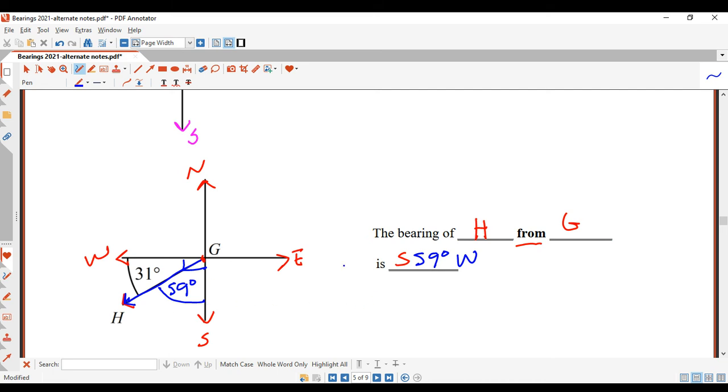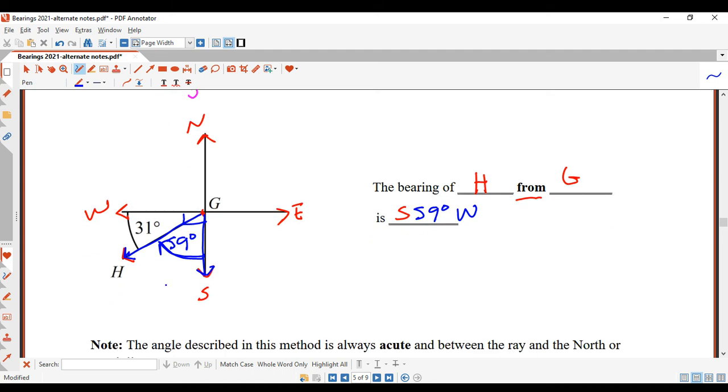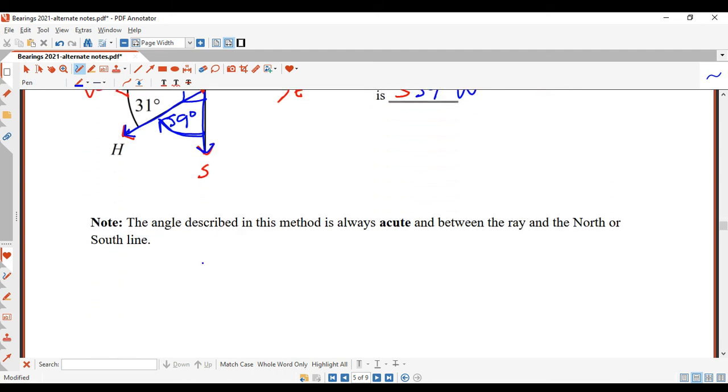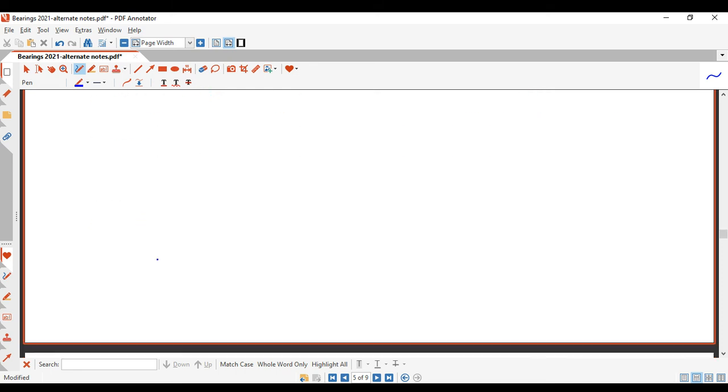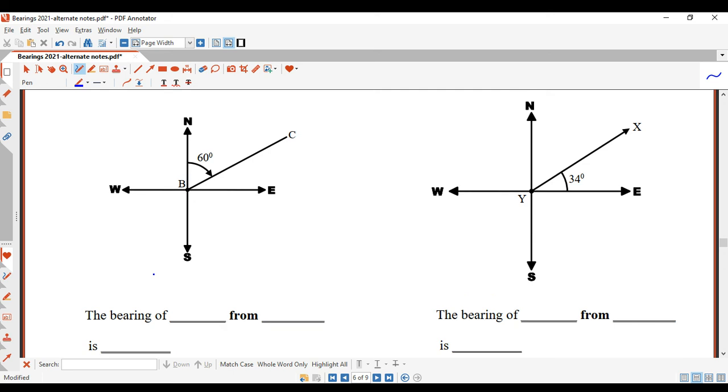So if you follow these directions and I said to you, describe the direction of H from G, you would say, stand at G. I want you to face in the southerly direction, and then I want you to rotate 59 degrees in the westerly direction, and then you'll be looking straight at H. Notice the angle in this method is always acute. 59 degrees is acute, and it's between the ray and the north or south line. Now I want you to have a go at these questions by yourself, pause the video and then check the video for the answers.